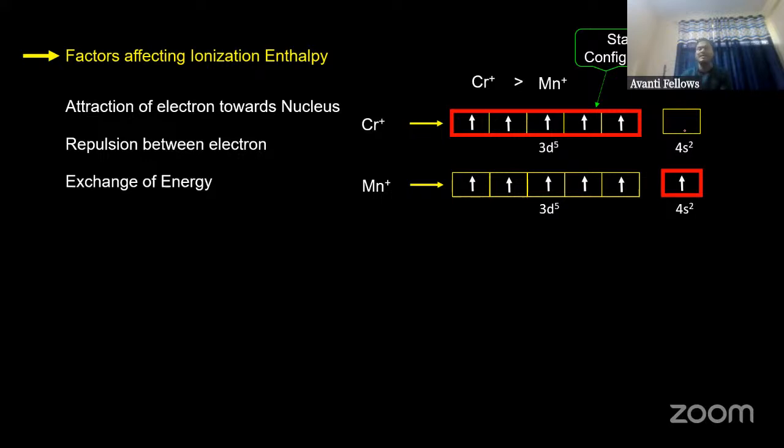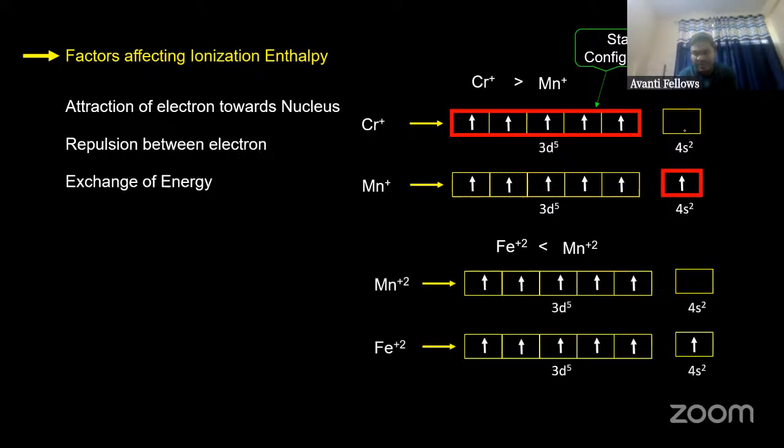But in case of manganese, they are not half filled. They are having 3d5 and 4s2 electronic configuration. So they are stable. In which case, beta? They are stable in the plus 2 case, because in the plus 2 case, Mn has 3d5 electronic configuration and chromium has 3d4 electronic configuration only.